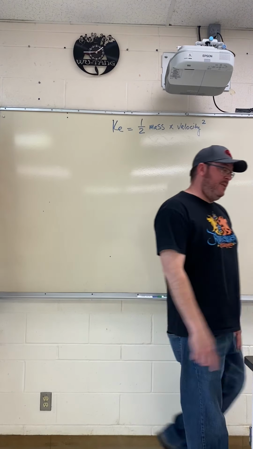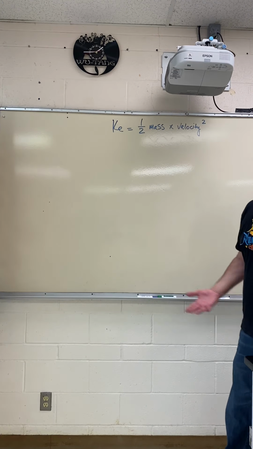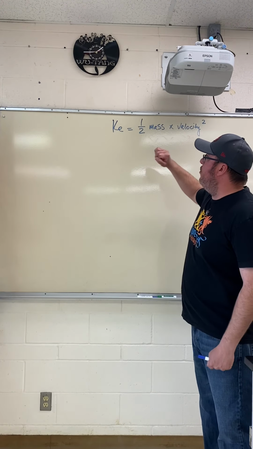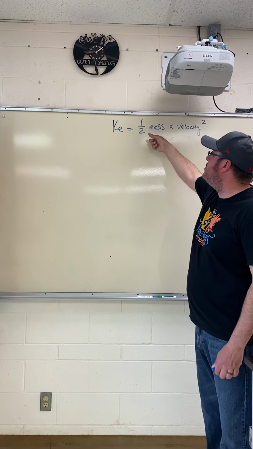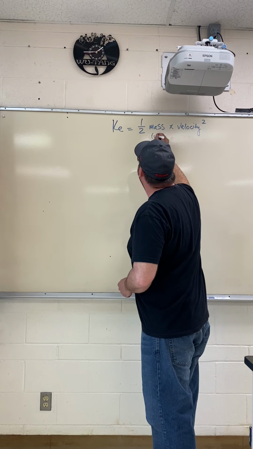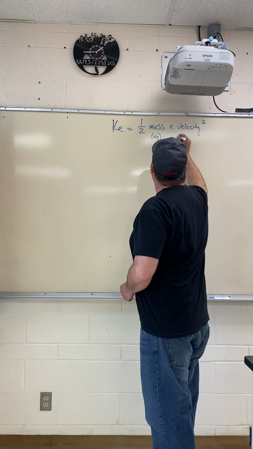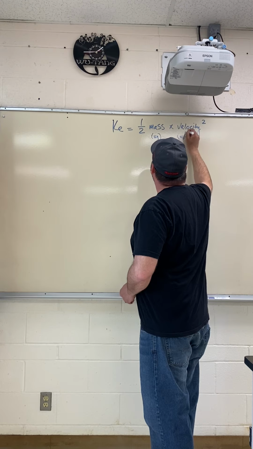All right, so now we're going to work with kinetic energy, but we're going to solve for an unknown. Same formula we did before. So kinetic energy is equal to 1/2 mass times velocity squared. Remember, mass is in kilograms. I'll put that back up there. Kilograms. And velocity is in meters per second.